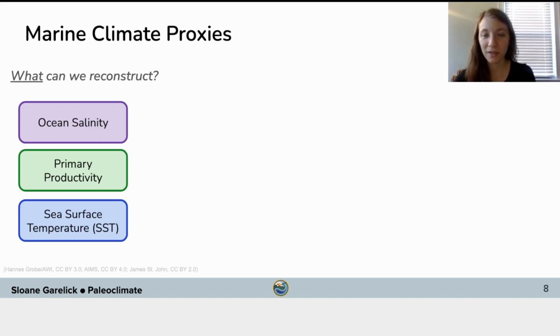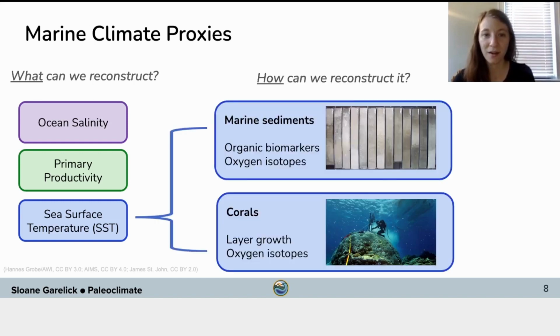Two archives for reconstructing sea surface temperature are marine sediment cores and corals. In marine sediments, common proxies include organic biomarkers and oxygen isotopes. In corals, the common proxies are layer growth and oxygen isotopes. You'll notice that a common proxy in both of these archives is oxygen isotopes, and they're measured on different materials in each archive.